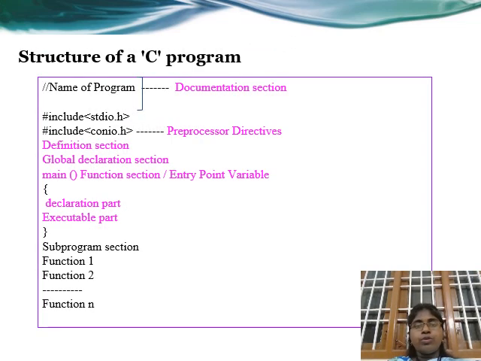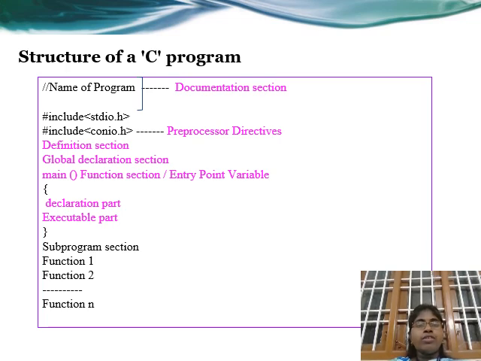Structure of the C program. This is the basic structure of a C program. First, the document section is like the name of the program. Then preprocessor directives or the link section is the header file. Then we go to the definition section, the global declaration section, and the main function, or the body of the function. It contains the declaration part and the executable part.